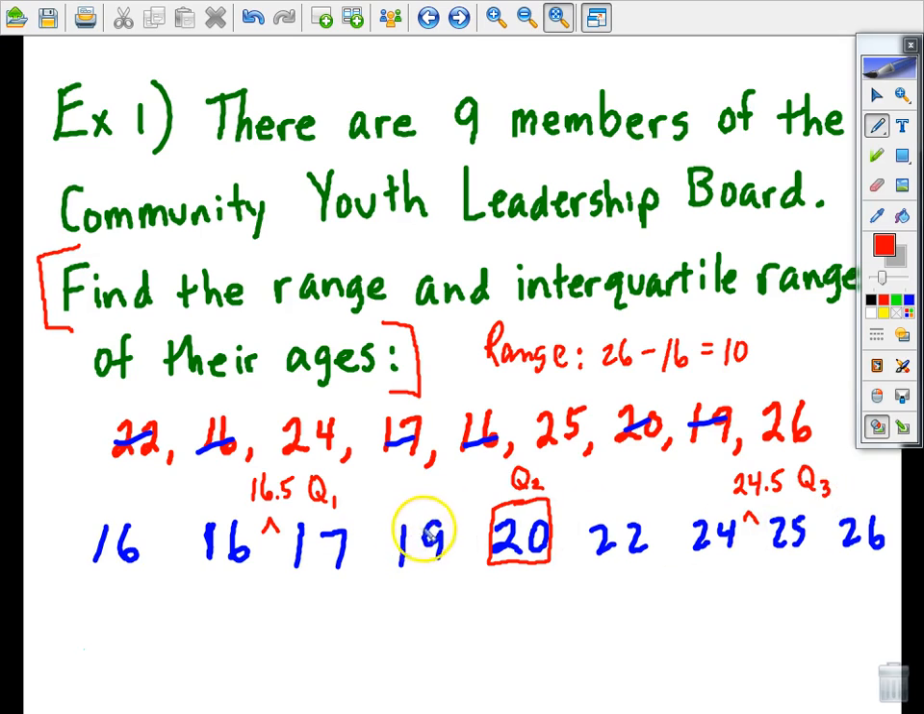Okay, so interquartile range, now that we know what our quartiles are, interquartile range, I'll just abbreviate it IR, is very simply Q3 minus Q1. So in this case, it's going to be 24.5 minus 16.5, and that equals 8.